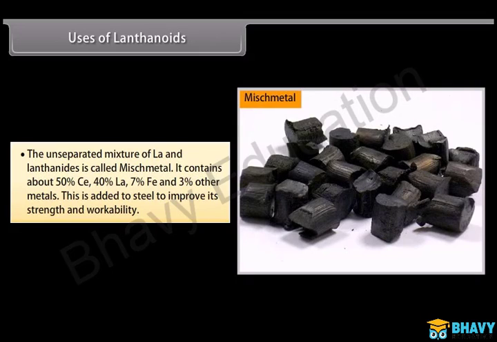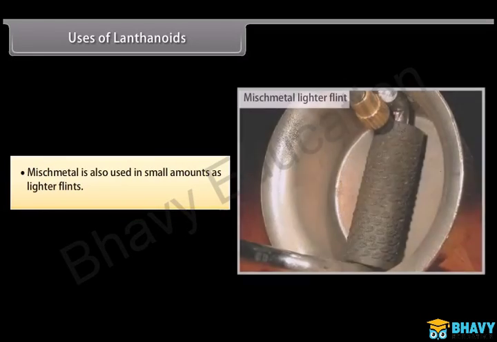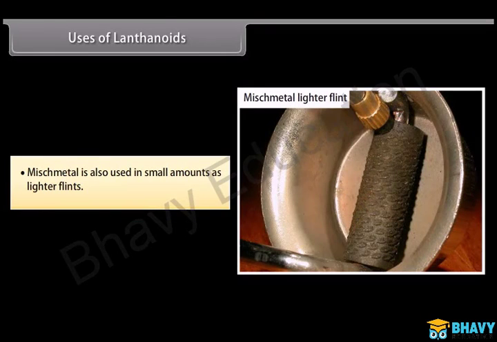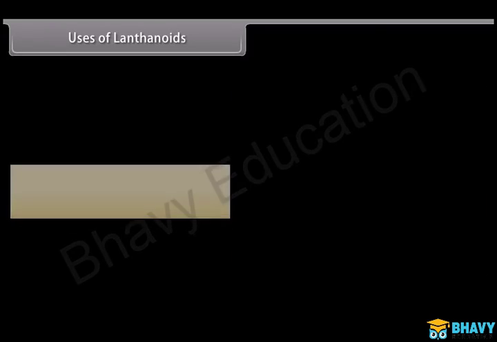Uses of lanthanoids. These metals are not much used. The important uses of lanthanoids are as follows. The unseparated mixture of lanthanum and lanthanides is called mixed metal. It contains about 50% cerium, 40% lanthanum, 7% iron, and 3% other metals. This is added to steel to improve its strength and workability. Mixed metal is also used in small amounts as lighter flints.